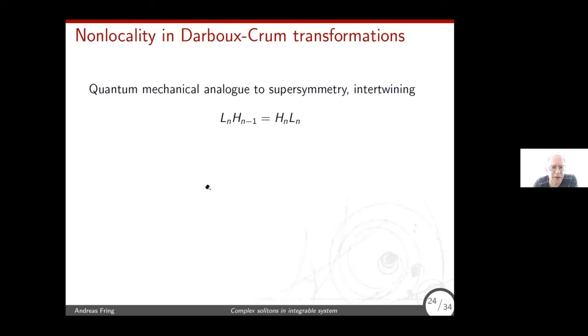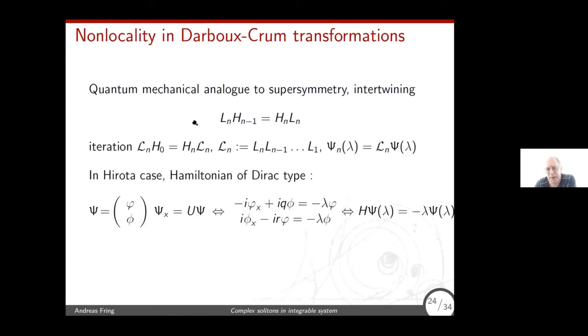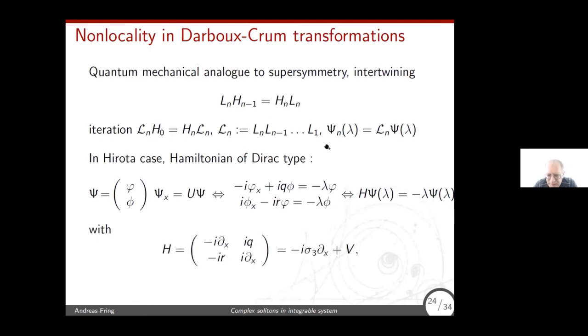Okay, thank you. So the reason I'm asking, I will not explain this now in detail. You can also implement this in another solution procedure, which is using the Darboux-Crum transformation, making use of the fact that you can have some supersymmetric analog in quantum mechanics represented by some intertwining relations, and you can keep going and iterate these intertwining relations.